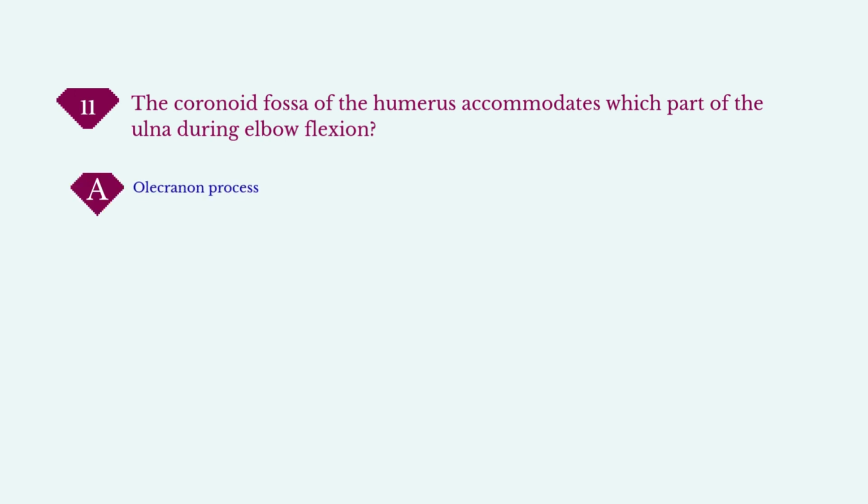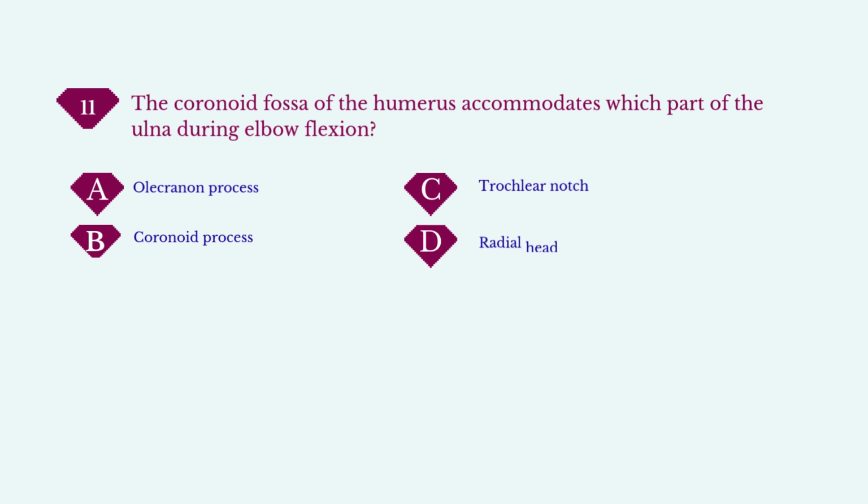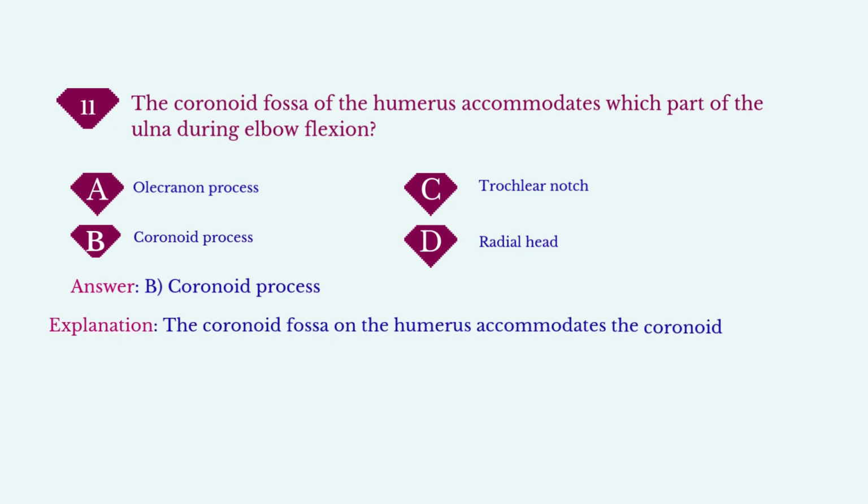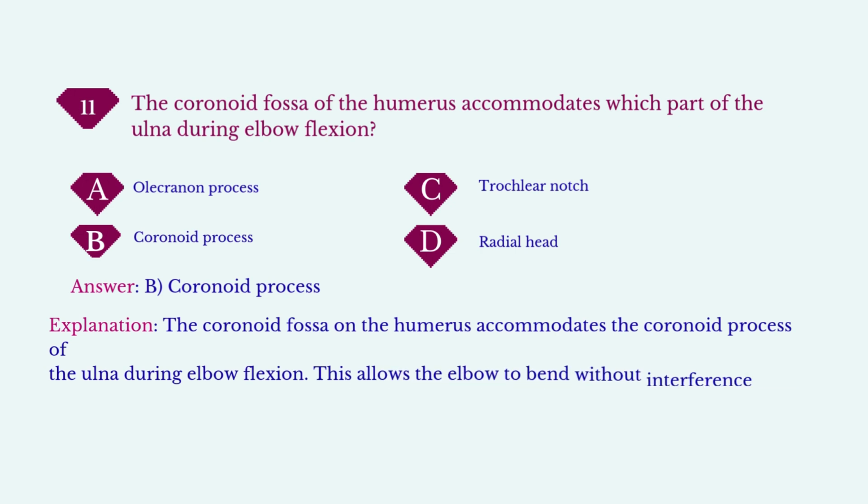A. Olecranon process. B. Coronoid process. C. Trochlear notch. D. Radial head. Answer: B. Coronoid process. Explanation: the coronoid fossa on the humerus accommodates the coronoid process of the ulna during elbow flexion. This allows the elbow to bend without interference from the ulna.